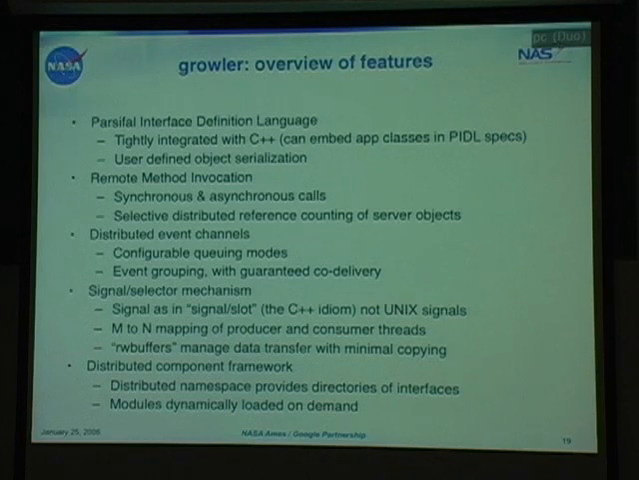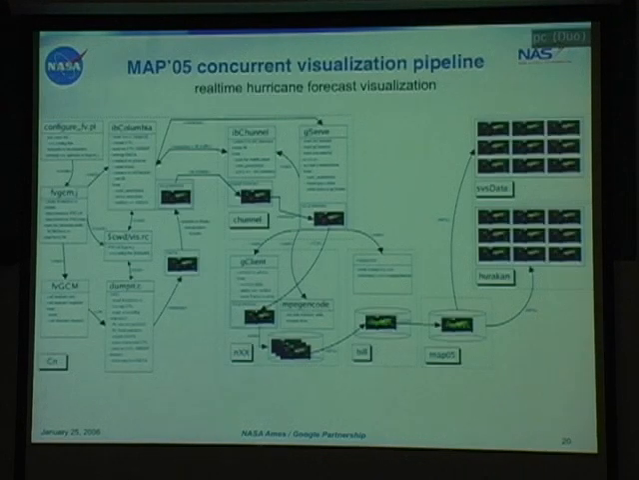And then finally, all of this machinery allows us to create this distributed component framework. We need to manage that. And so we have a distributed namespace where we can publish interfaces that are available and then hook them together on demand. So this functionality allows us to create something like this.